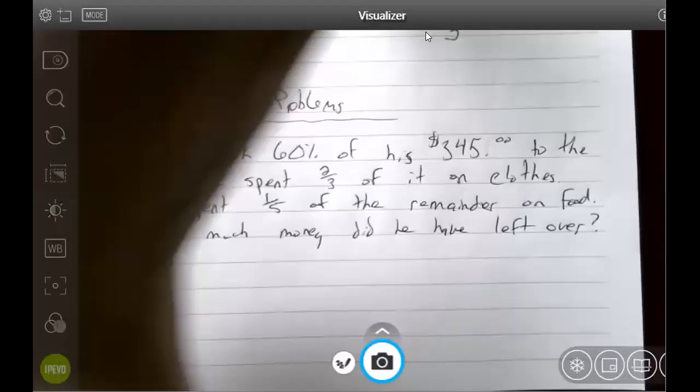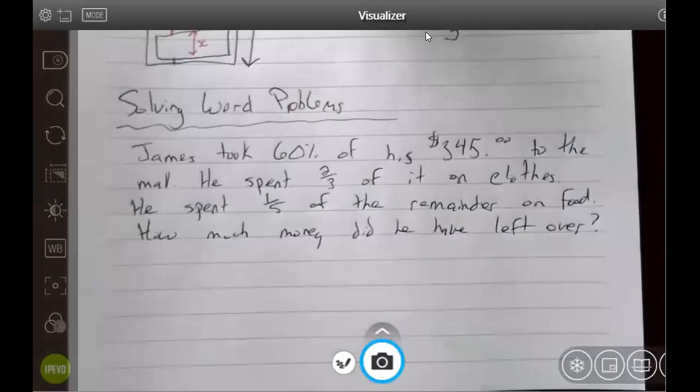Okay, so this is the word problem that we're going to work through. James took 60% of his $345 to the mall. He spent 2/3 of it on clothes. He spent 1/5 of the remainder on food. How much money did he have left over?